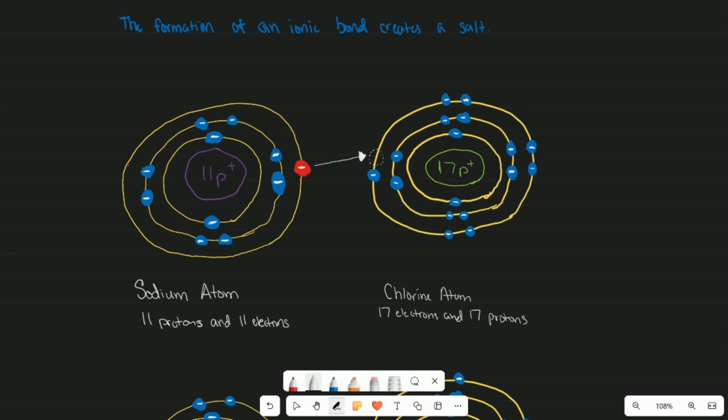It's the octet rule. It's easier for sodium to donate this one electron to chlorine than it would be for it to get 7 electrons. You see it only has one electron in its outermost shell. In order for it to satisfy this octet, it would have to receive 7. So it's easier for it to just give this one up, and then it's going to be satisfied.